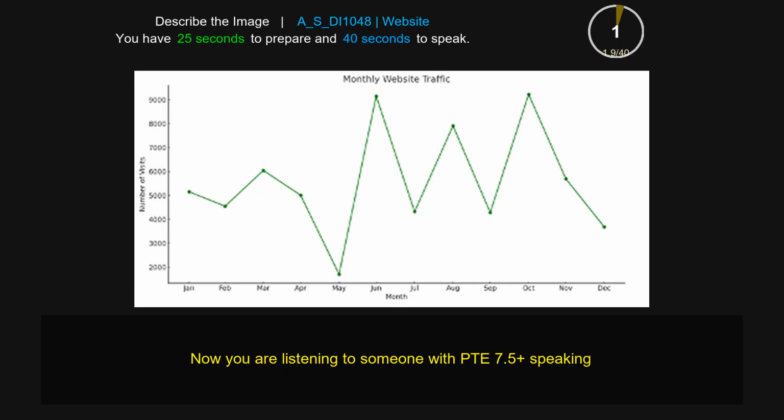The image provided is a line chart which gives information about monthly website traffic. In the x-axis there are months and in the y-axis there is the number of visits. It is evident from this image that the highest number of visits is in the month of June and in the month of November, which is above 9,000, and the lowest visit is in the month of May, which is 1,000 visits. Overall, this image provides information about monthly website traffic and number of visits.